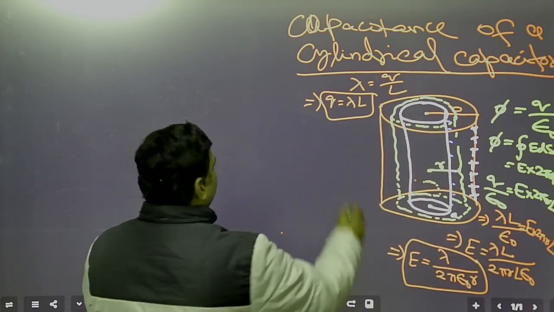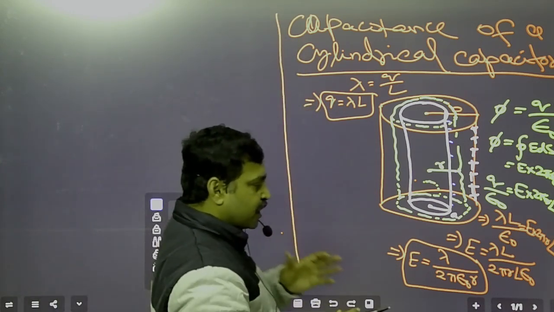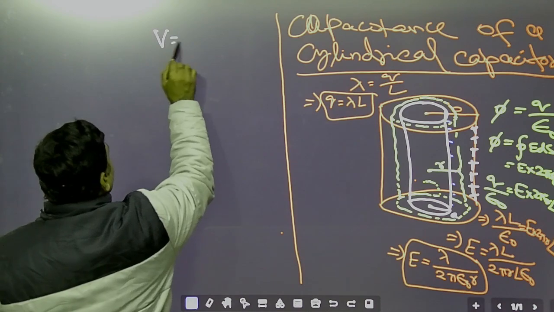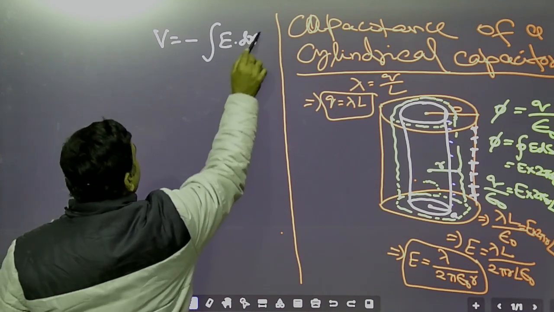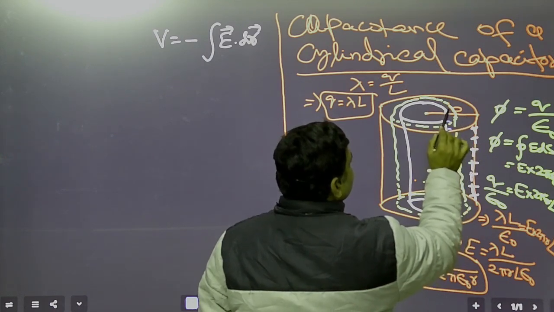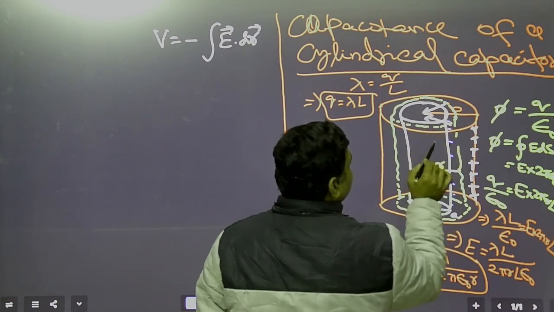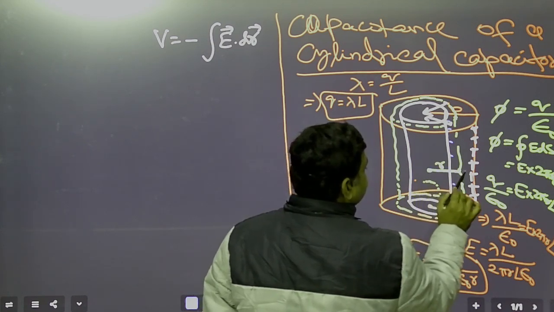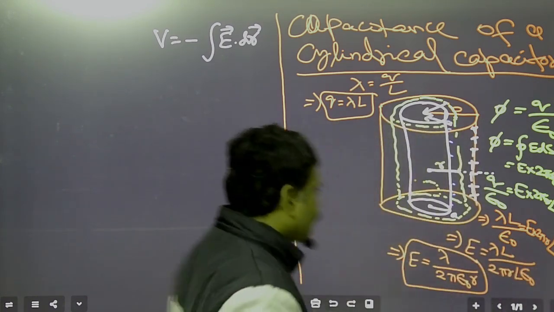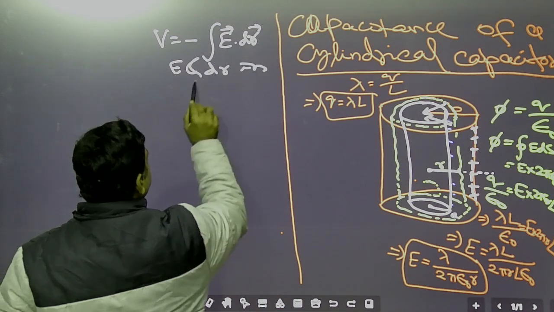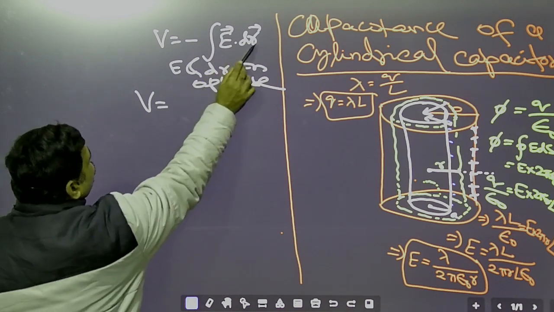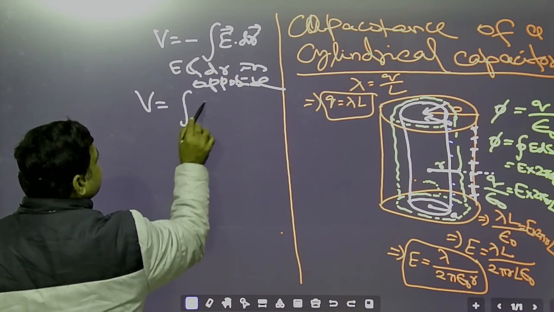Now we want to find the potential. How to derive it? We can find the potential by taking the negative line integral, so V is equal to negative integral of E dot dr. Here E is from positive to negative, that is, E is towards the center, whereas the radius, the distance, is increasing outward. So the electric field intensity and the distance are in opposite directions, so the angle is 180 degrees and cos 180 is minus 1. Minus minus becomes plus, so this will come as E dr.